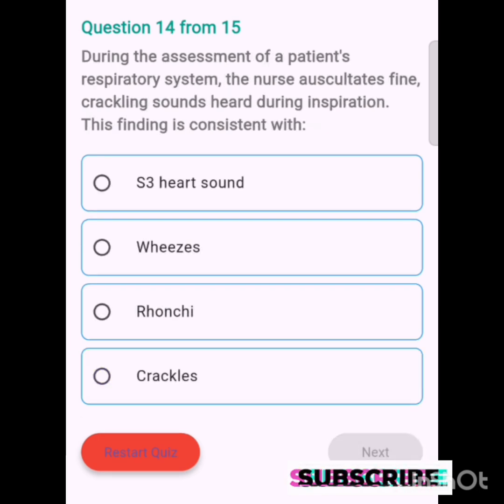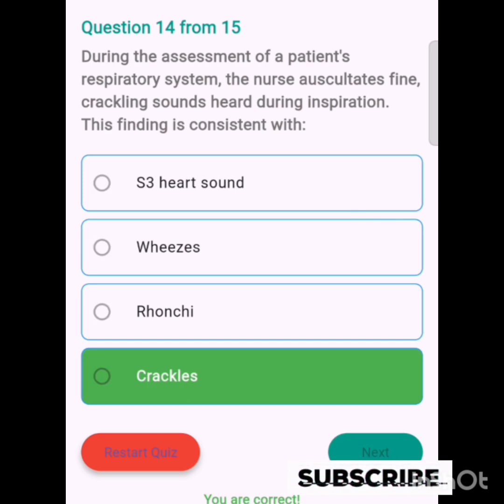Question number 14. During the assessment of a patient's respiratory system, the nurse auscultates a fine cracking sound heard during inspiration. This finding is consistent with S3 heart sound, wheeze, rhonchi, or crackles. The correct option is crackles. Crackles are fine cracking sounds during inspiration. They are often associated with fluid or inflammation of the airways and lungs.